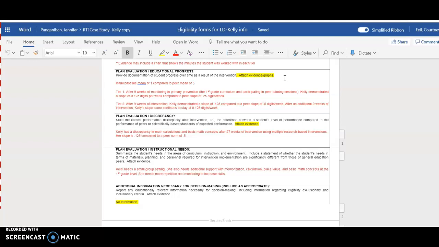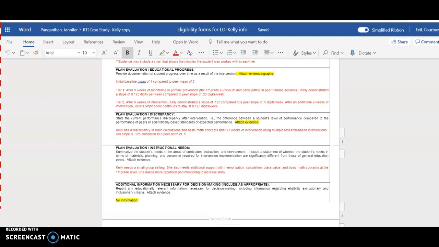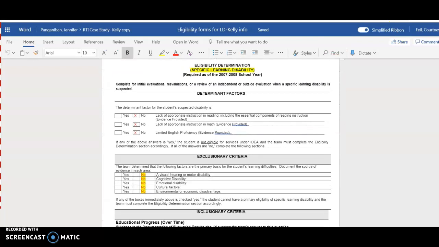The last section on this page is just to include any additional information necessary for decision making. You can really just report anything that's educationally relevant, necessary for the team to make a decision, including information maybe regarding eligibility, exclusionary, and inclusionary criteria. And those are sections that we're going to talk about on the following pages. And again, you would attach evidence. In this case, we don't have any more information to add in terms of Kelly. So moving on to page 2, the eligibility determination for specific learning disability.